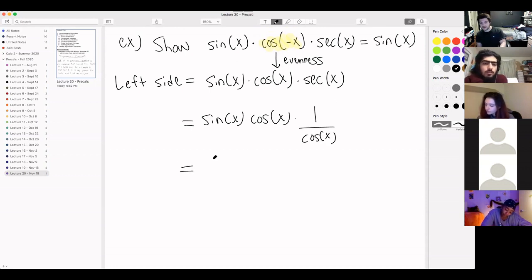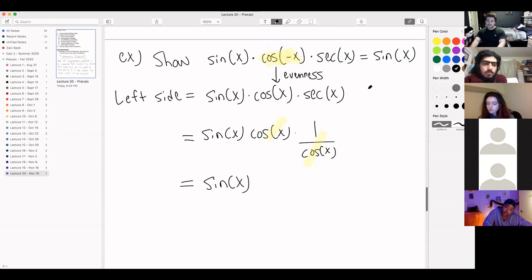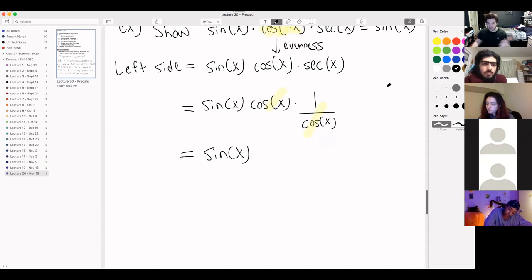And this is a very nice thing. This and that will cancel. They will reduce to 1. So we're just left with sine of x, okay? And that's what we set out to prove. That's the right side. So it's quite nice, and these are interesting problems to work on, okay?